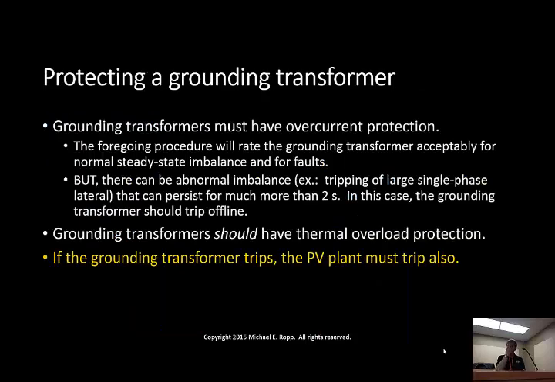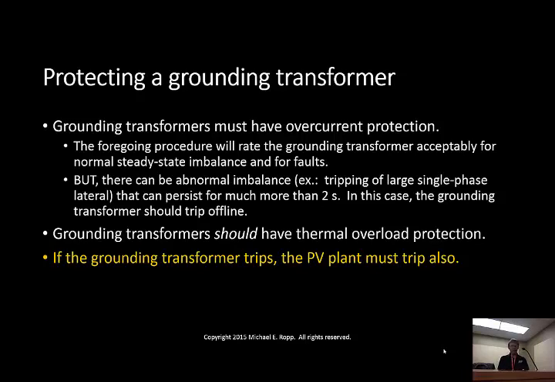Grounding transformers should be protected, and this is where some of the earlier discussion is going to come back. You've got to have overcurrent protection. It's really nice if you also have thermal overload protection. Most people don't do both. We just do overcurrent. So as I mentioned here, the grounding transformer should be acceptably sized from the procedure you just saw to handle normal circulating current and fault current.